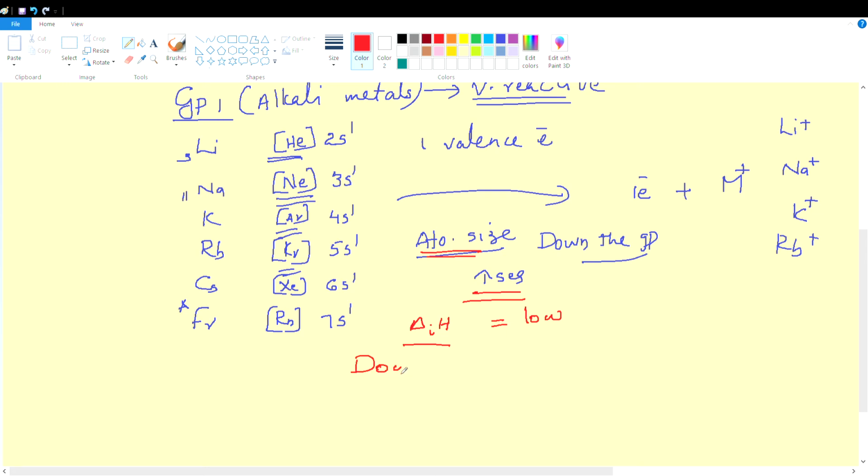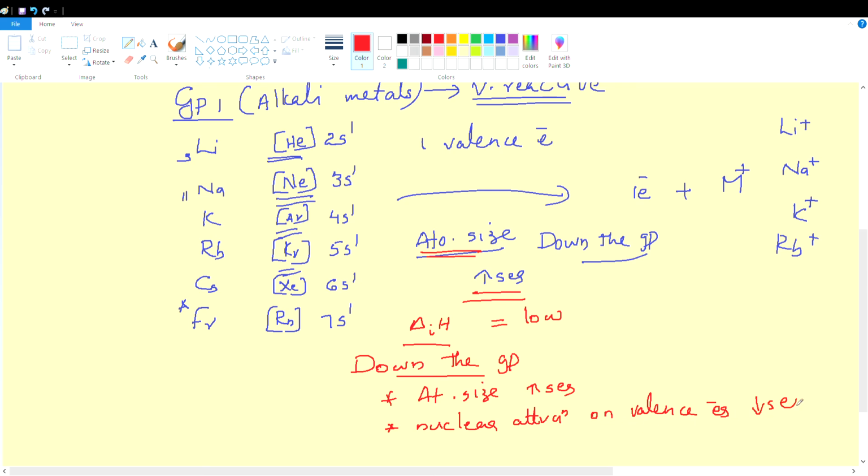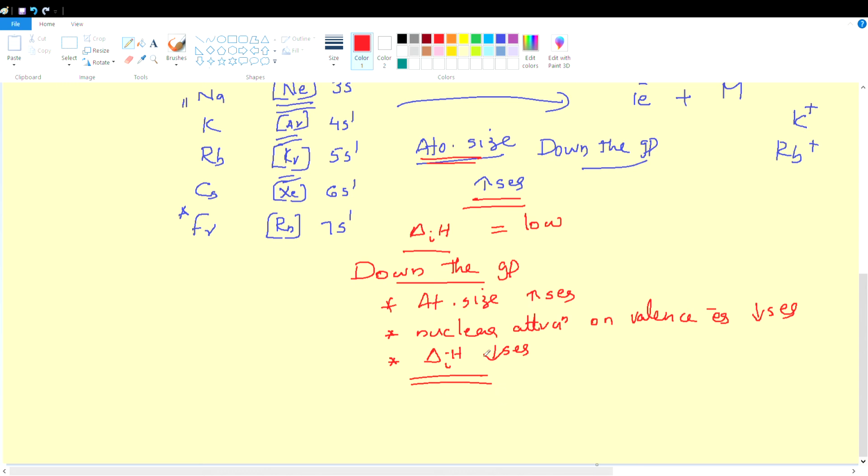Now, how does ionization enthalpy vary down the group? We know atomic size increases down the group. What about the nuclear attraction on the valence electron? The nuclear attraction experienced by the valence electron decreases down the group because the distance from the nucleus increases. So the removal of the electron becomes easier and easier as we go down the group. That means ionization enthalpy decreases down the group. This is due to the increase in atomic size and decrease in nuclear attraction.